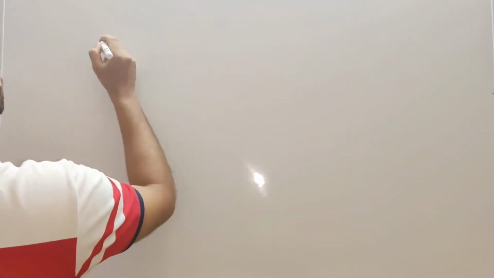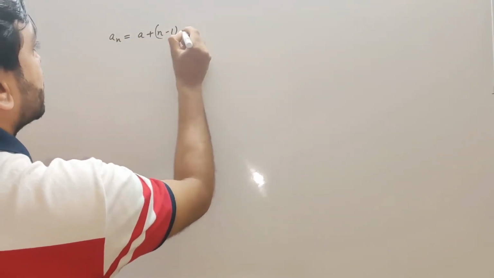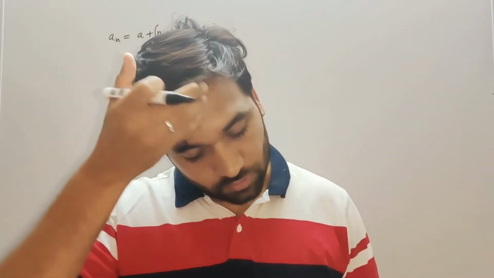So it says, fill in the blanks in the following table, given that a is the first term, d is the common difference, and an is the nth term. If you remember, we had learned the formula for an, which is a plus (n minus 1) into d. This is the nth term of an AP. Based on this formula, we are going to solve these questions.